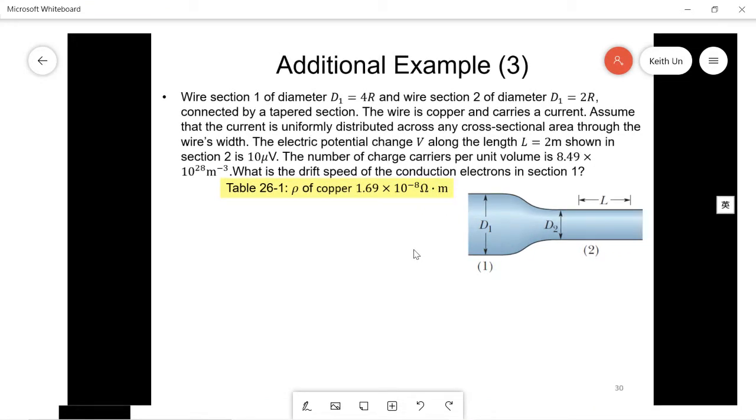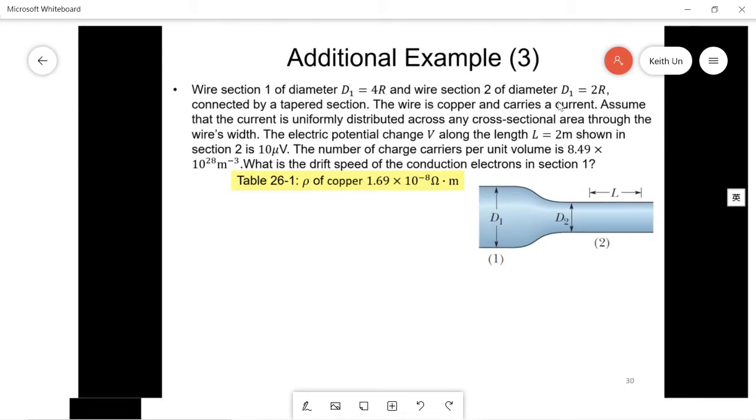Okay. So for this one, wire section 1, which is this part of diameter capital D1, which is 4R, and wire section 2, which is this part of diameter D, or this one should be D2. This should be D2.